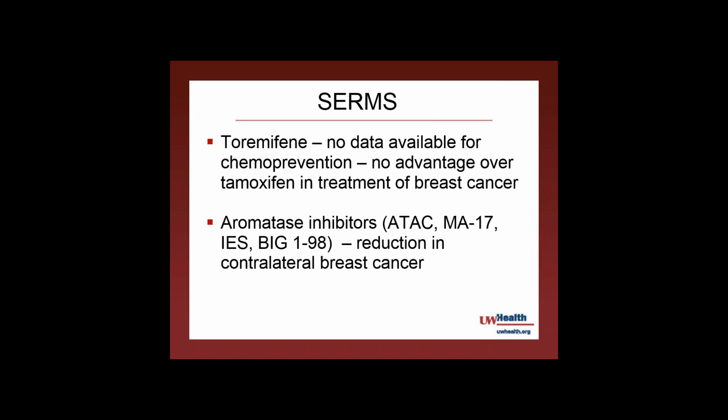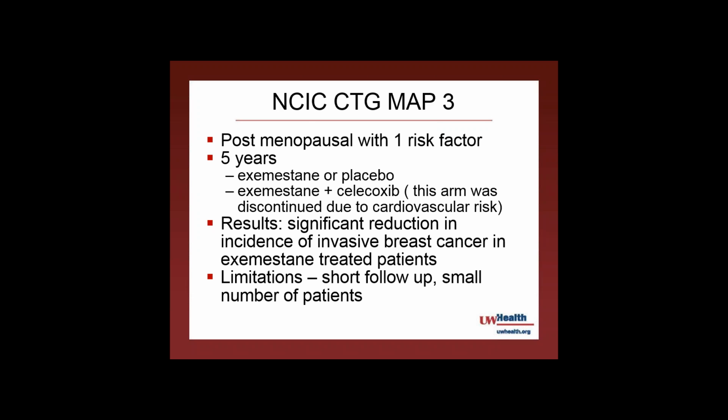Some trials looked at the aromatase inhibitors: the ATAC trial, MA17, IES, Big 198, and they all revealed that there was a reduction in contralateral breast cancer. So those were given to women that had breast cancer involving one breast. All of those patients were postmenopausal women, they received aromatase inhibitors, anastrozole, exemestane, or letrozole, depending on the trial, and they all had a reduction in breast cancer occurrence in the other breast.